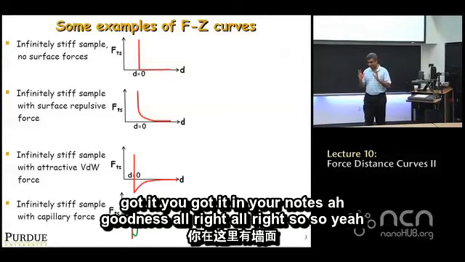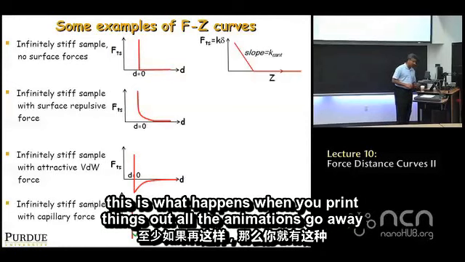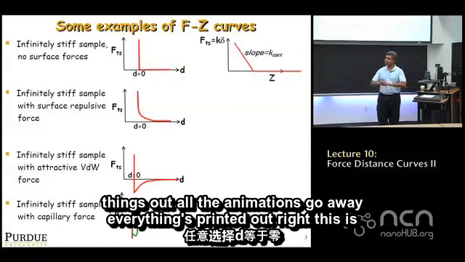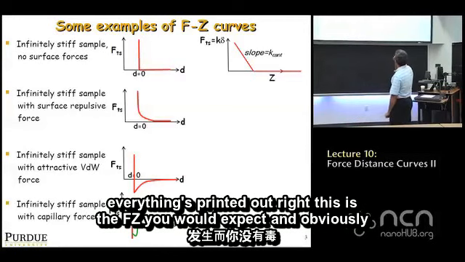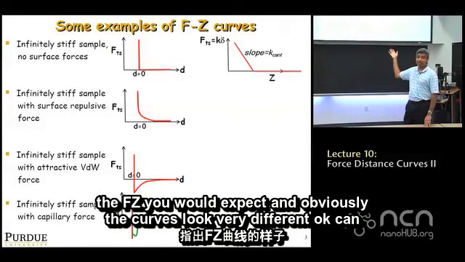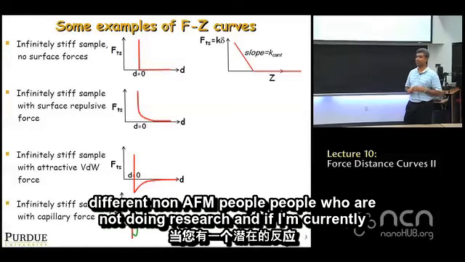So this should not be a surprise. This is what happens when you print things out. All the animations go away. Everything's printed out, right? This is the FZ you would expect. And obviously the curves look very different. Can someone explain to me why they're different? Non-AFM people, people who are not doing research on AFM currently.